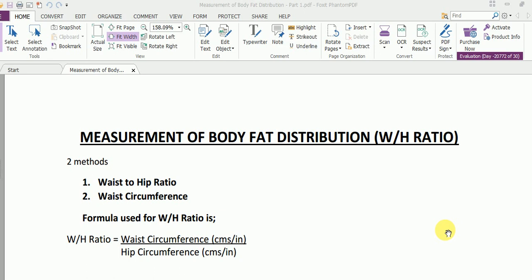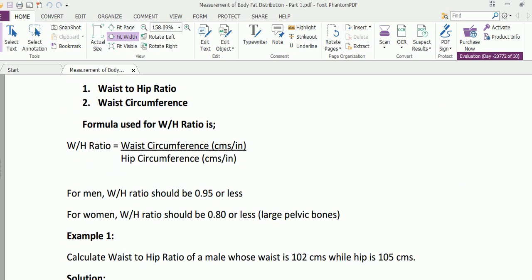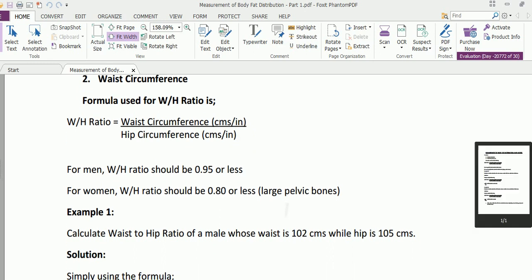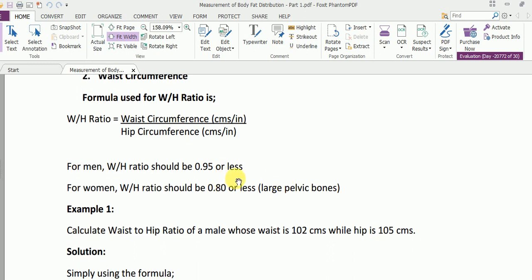circumference. Today we are going to talk only about waist to hip ratio, whose formula is very simple, given in front of you. It says waist to hip ratio equals waist circumference, either in centimeters or inches, divided by hip circumference, again either in centimeters or inches. In either case, keep the unit of both waist and hip the same. For men the waist to hip ratio should be 0.95 or less, while for women it should be 0.80 or less. Remember, the difference in the cutoffs is due to the fact that women tend to have larger pelvic bones.